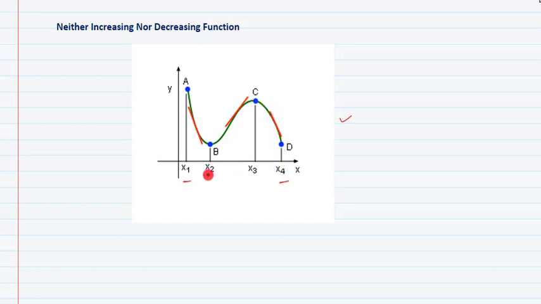So from x1 to x4, the function is decreasing from x1 to x2, increasing from x2 to x3, and again decreasing from x3 to x4. Such types of functions are called neither increasing nor decreasing functions. In such problems, the question will be asked in such a way that you have to find the interval in which the function is increasing and in which the function is decreasing. So we'll come across these problems ahead.